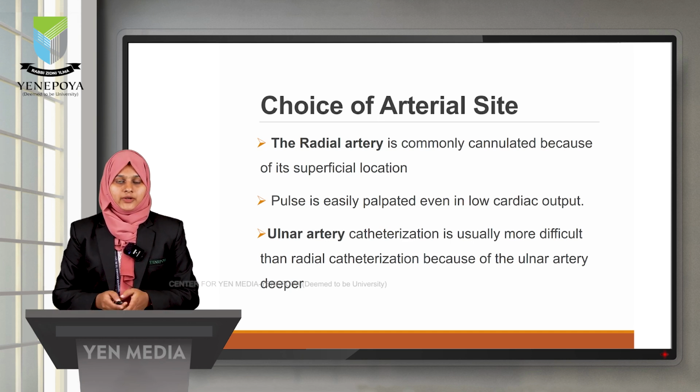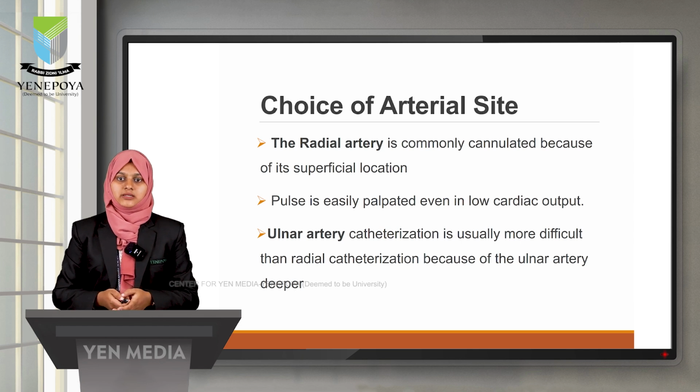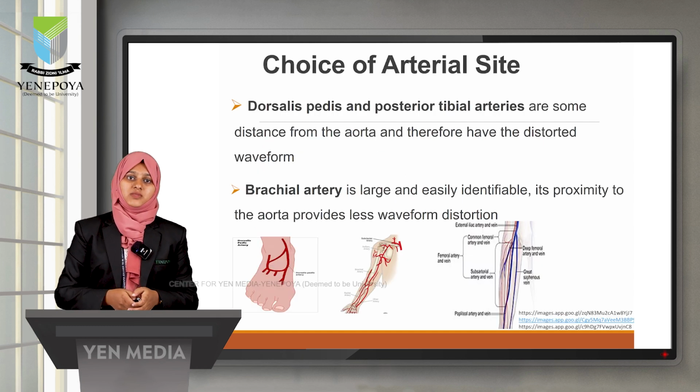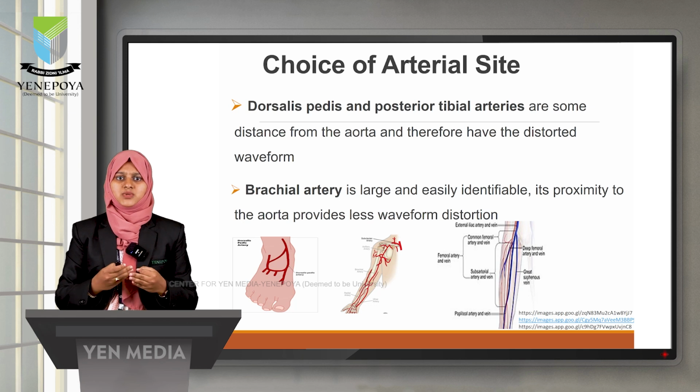So, we will move into the choice of arterial site. Radial artery is commonly cannulated because of its superficial location and it is easily palpated even in low cardiac output. Ulnar artery catheterization is usually more difficult than radial artery catheterization because the ulnar artery is deeper than the radial artery. Then we can do cannulation in dorsalis pedis and posterior tibial arteries. These are some distance from the aorta and therefore have distorted waveform. Brachial artery is large and easily identifiable. Its proximity to the aorta provides less waveform distortion.